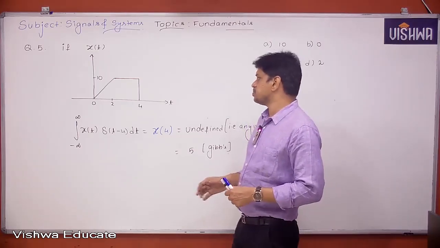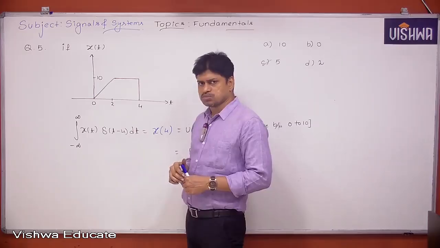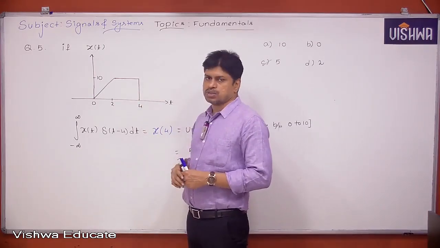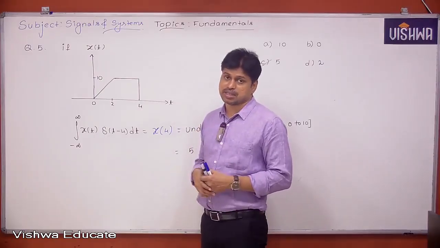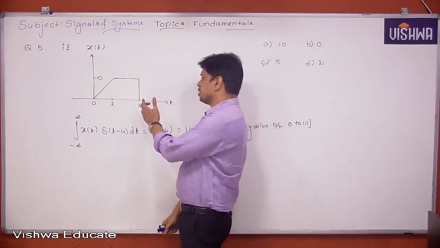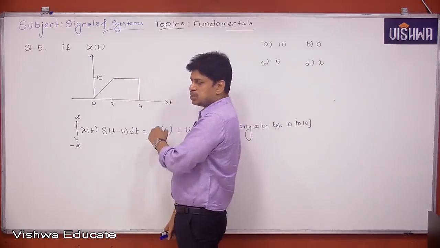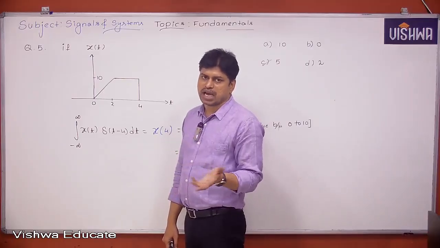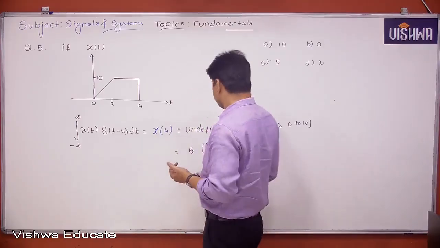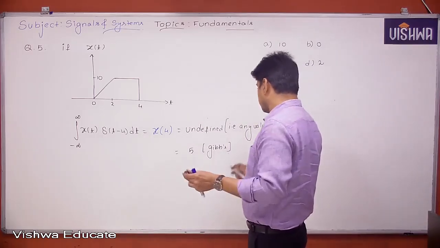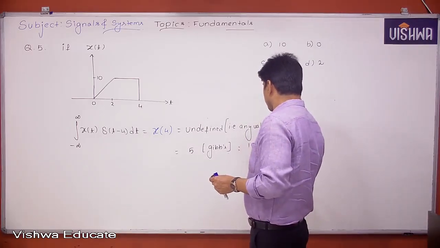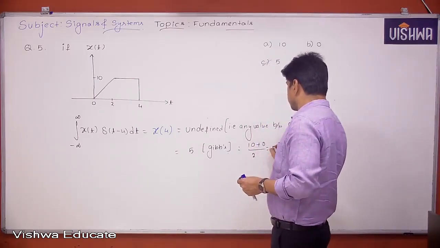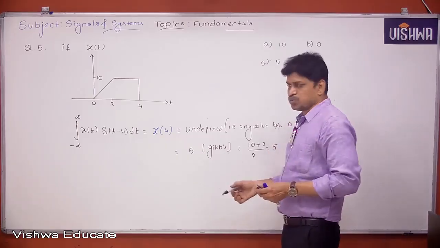What Gibbs says is, if you try to find the value at 4, then take the value just before 4 and just after 4 and take the average of it. Then that's nothing but the discontinuity value. Just before 4, the value is 10. Just after 4, the value is 0. 10 plus 0 by 2, the average value is equal to 5. I hope you understood. That's the Gibbs value. So this is nothing but 10 plus 0 by 2, which is nothing but 5. So this is the answer.